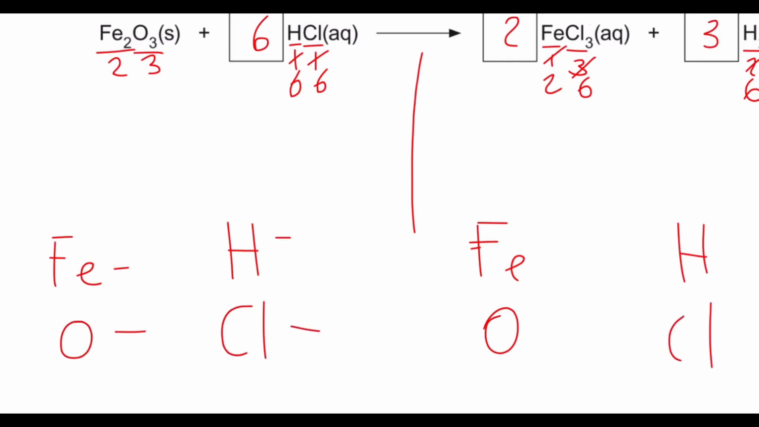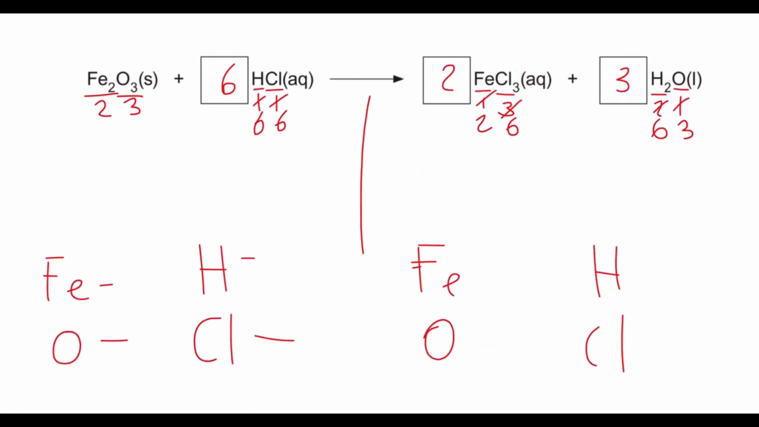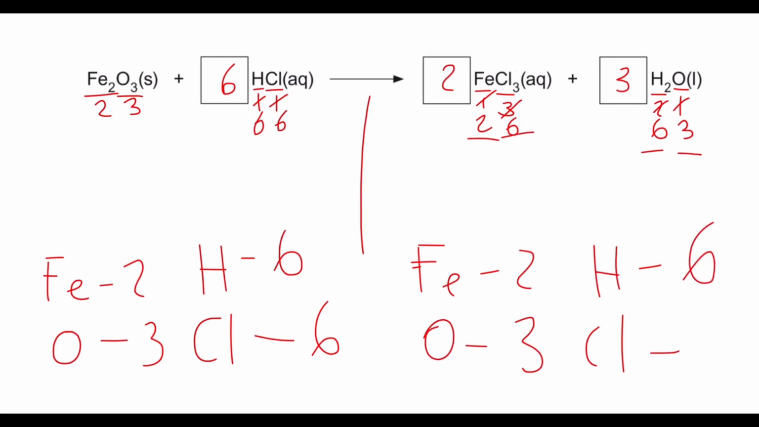And you're going to count each one. So 2 iron, 3 oxygen, 6 hydrogen, 6 chlorine. Over here we have 2 iron, 3 oxygen, 6 hydrogen, 6 chlorine. And that is it. It's as simple as that.